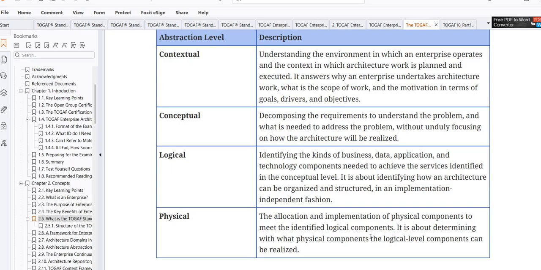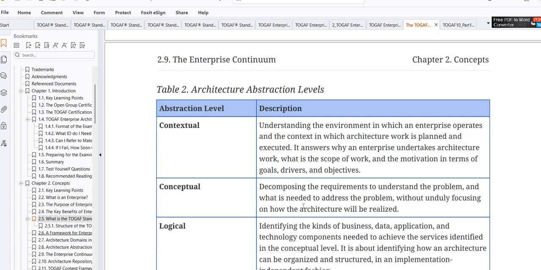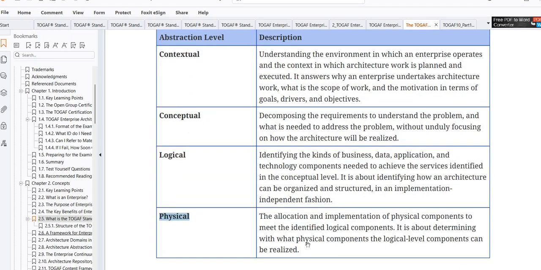They will ask an exam question: allocate and implement physical components, identifying the logical components. It determines which physical component and logical component can be realized. At that time they will give the options: contextual, conceptual, logical, and physical. In that case you need to give the answer physical. This is very important in the foundation exam part 1, where they will ask this definition and give these options.